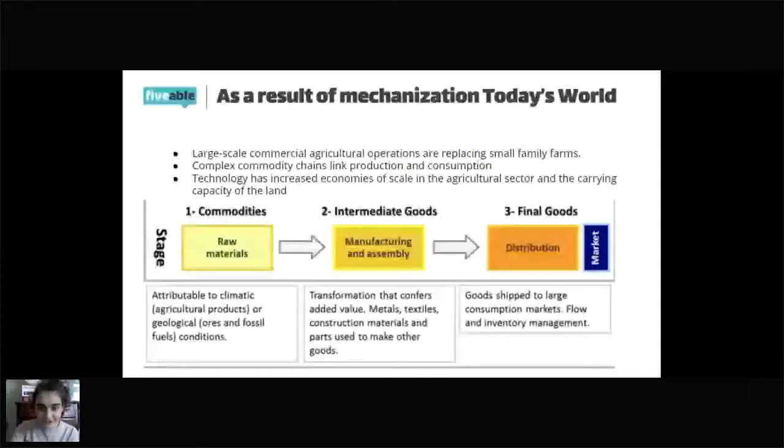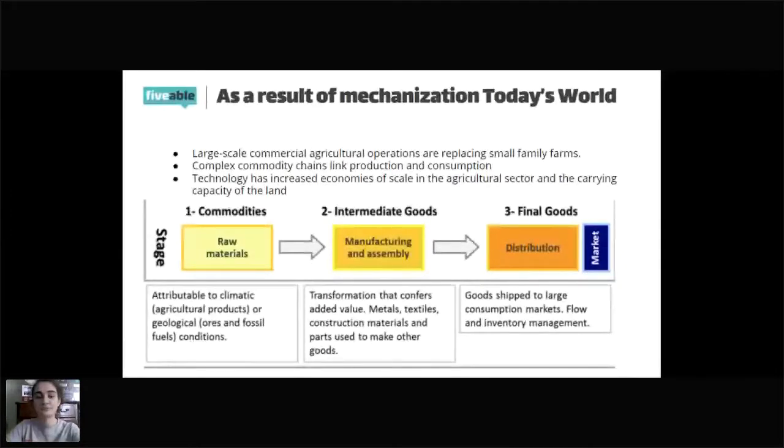And then the final stage is the distribution of these goods. Usually the distribution of these goods happens in the more developed countries. I'm gonna give you Apple as an example. A lot of iPhones are assembled in China, and then they're transported to first world countries like the US, for example, where people can afford buying these devices, right? So this would be an example of a complex commodity chain.